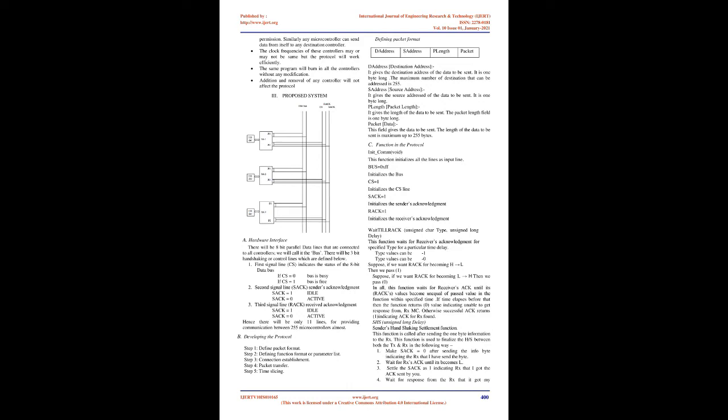The second signal line, SAC, sender acknowledgement. SAC equals 1, idle. SAC equals 0, active. The third signal line, RAC, receiver acknowledgement. RAC equals 1, idle. RAC equals 0, active.